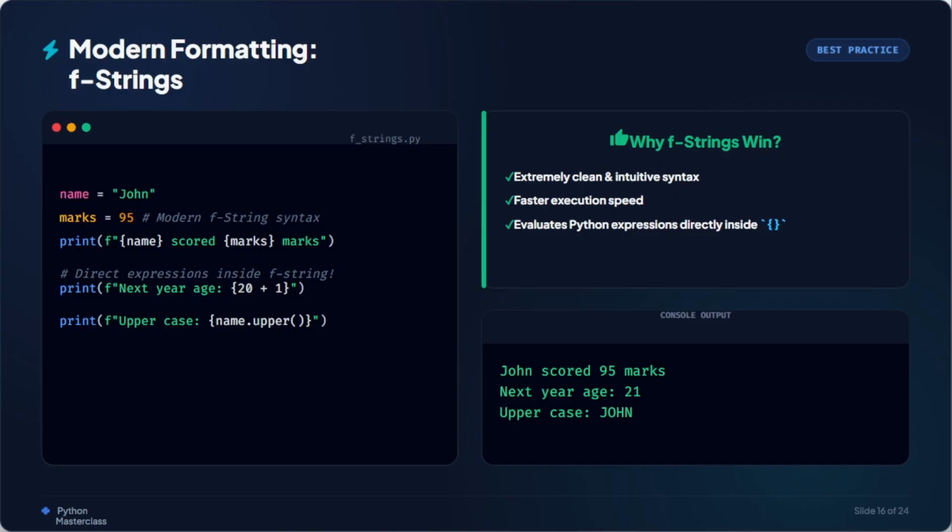The first reason is it's very easy to read. They are usually faster than the older formatting method, and they reduce mistakes because you don't have to worry about placeholder order or manual type conversion. Whenever you write modern Python code, f-strings are a much better choice.